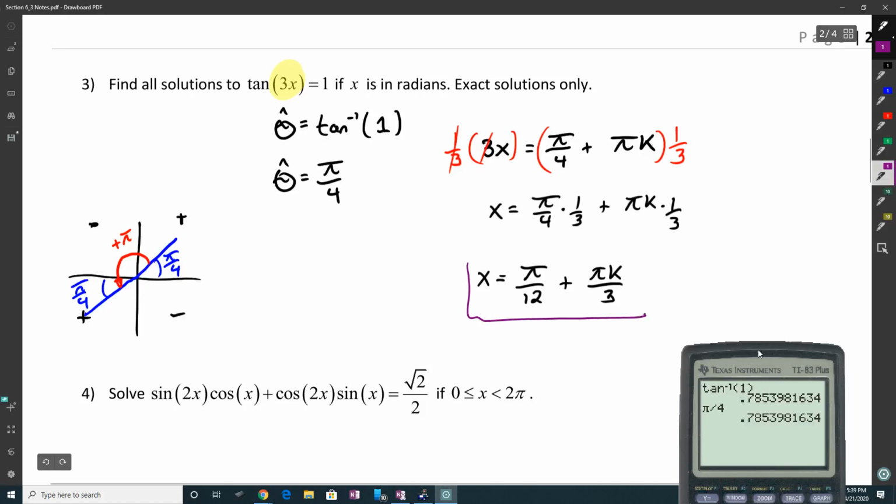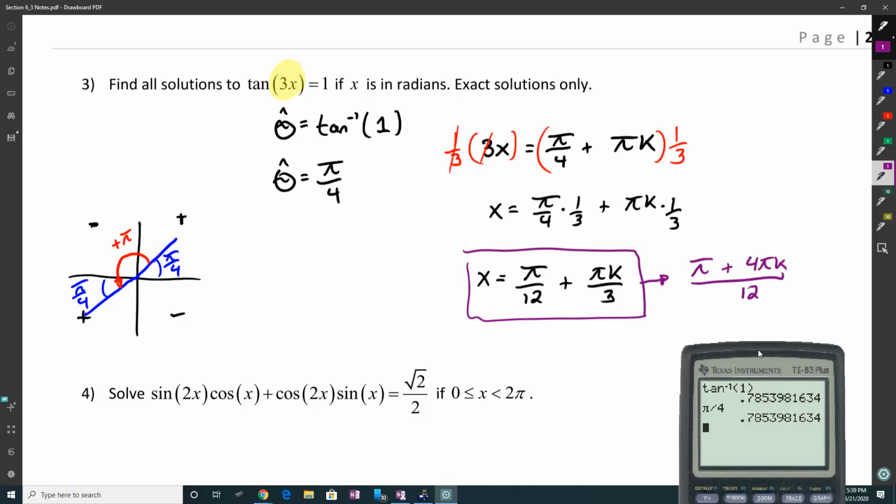If you want, you can keep on writing this so that everything's one fraction. This would be pi plus, let's see, times 4 to have the same denominator, if you wanted to. But you don't have to. All right, and that's pretty much it.